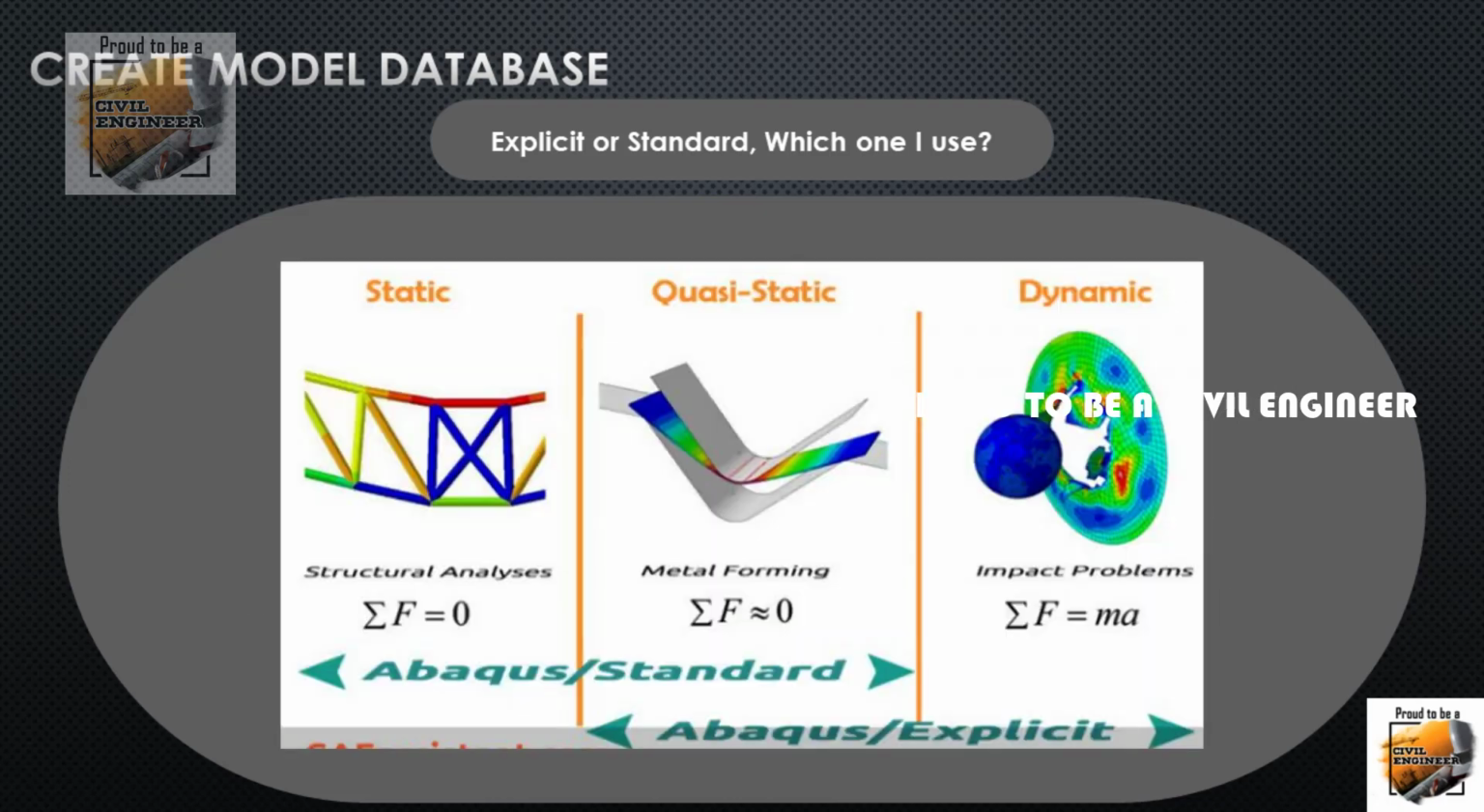Abaqus Standard can be used for static and quasi-static problems. Abaqus Explicit can be used for quasi-static and dynamic problems. Structural analyses are an example of static problems. Metal forming is an example of a quasi-static problem. Impact problems are an example of dynamic problems.